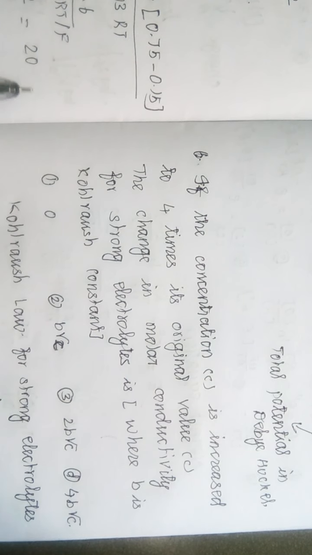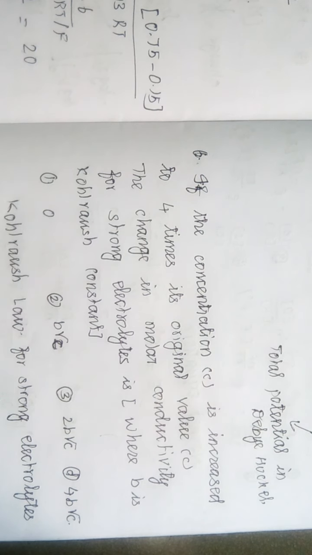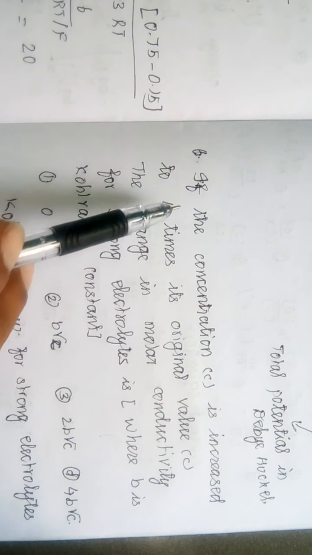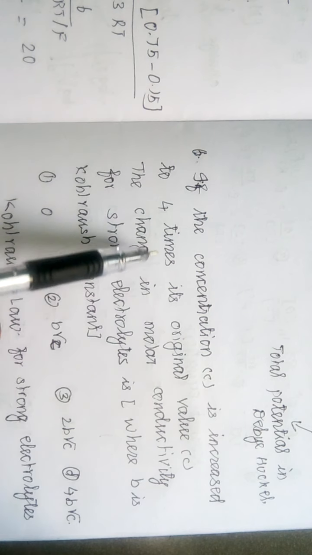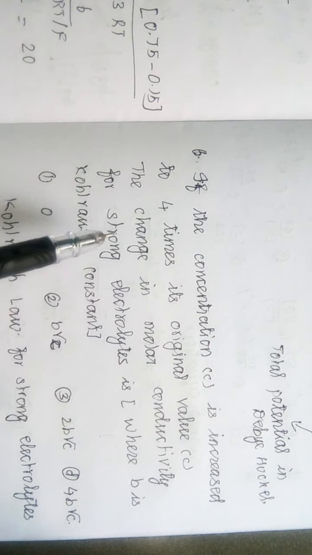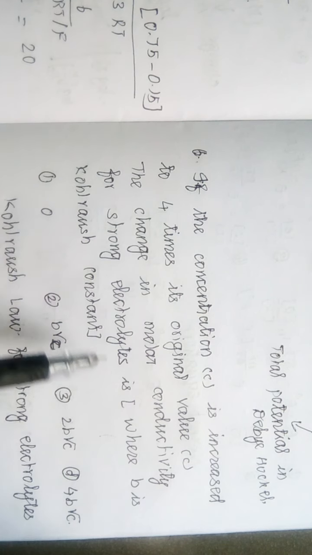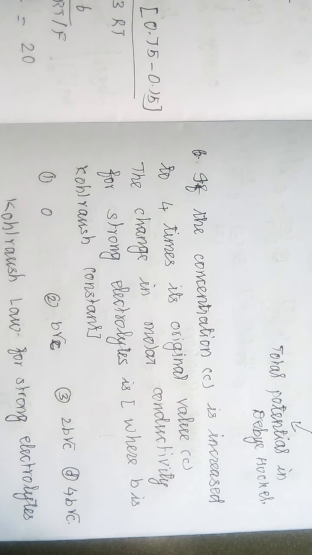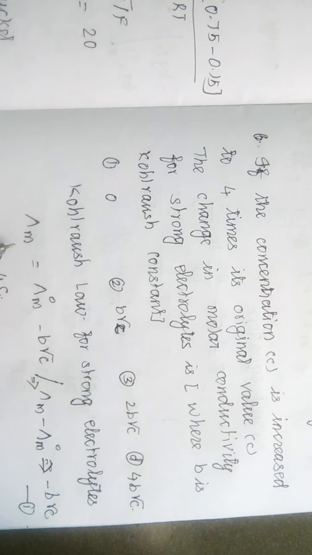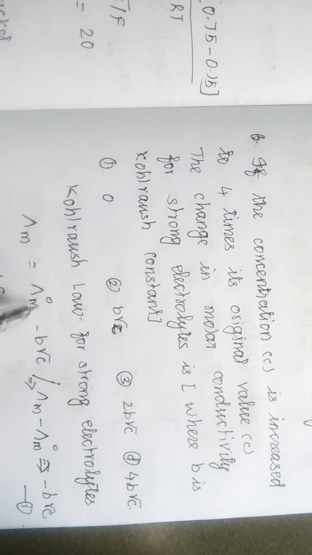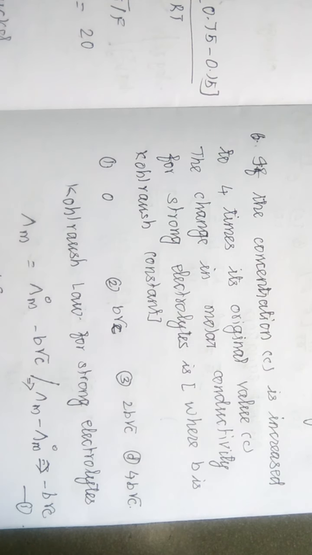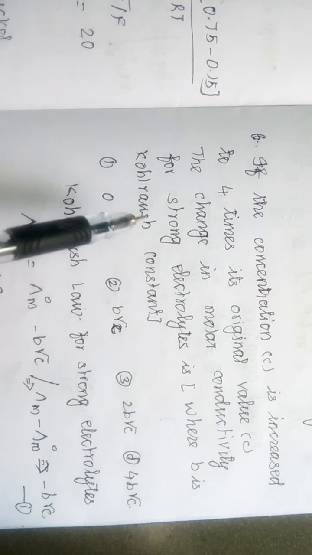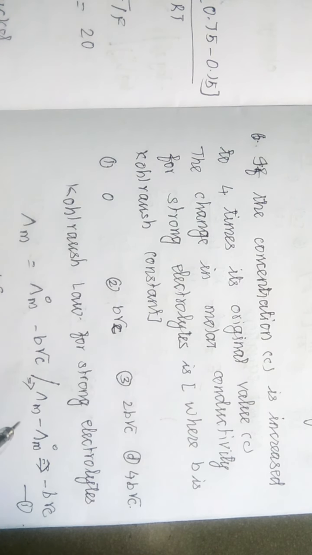If the concentration is increased to 4 times, this question is also important. If the concentration C is increased to 4 times its original value, what is the change in molar conductivity for strong electrolytes, where B is the Kohlrausch constant? This is from the Kohlrausch law. Based on the Kohlrausch law, lambda m, the molar conductivity, is equal to lambda m naught minus B root C. When you rearrange this, they have asked about the change in molar conductivity. Lambda m minus lambda m naught is equal to minus B root C.